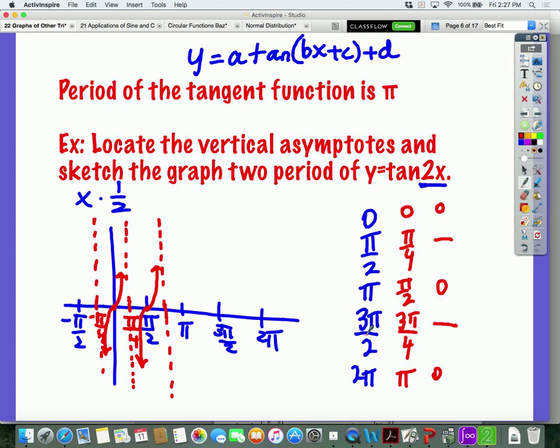Yes? So that 2 in the original function y equals tan 2x pretty much just shrank it. Because you remember from transformations, anytime there was something attached to the x, it was a horizontal shrink or stretch by the reciprocal of that number. So if it's a big number, it gets squished inside. If it was 1/2, it'll get longer.